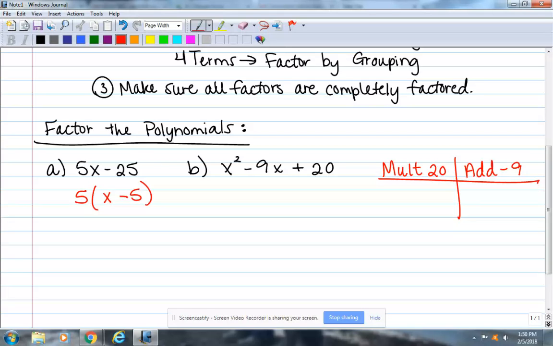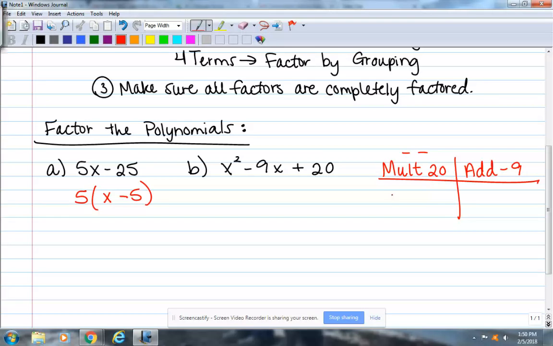Now let's just think for a second. If we're multiplying to get a positive number, and we're going to add to get negative numbers, what kind of signs do I need? Both negatives. Because to multiply to be positive, I need it to be both negative or both positive, right? Because a positive times a positive equals a positive, and a negative times a negative is a positive.